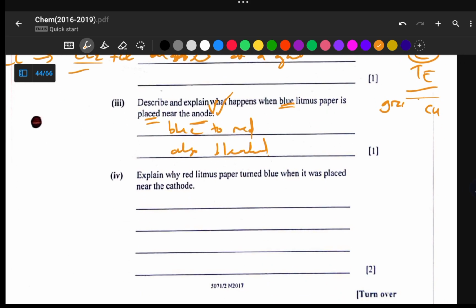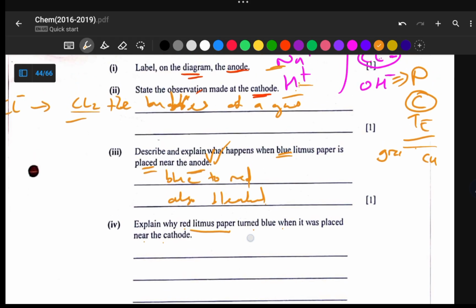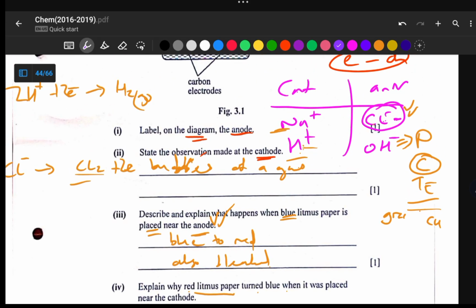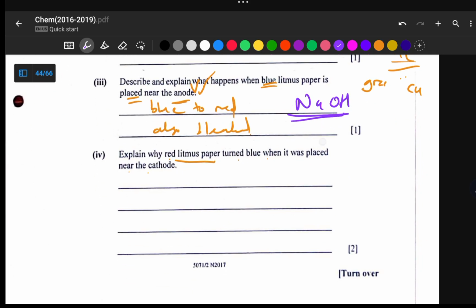And then explain why red litmus paper turns blue when it is placed near the cathode. So near the cathode, we are discharging this, right, and then this, right? So in the solution, we are going to be left with these two, sodium ion and the hydroxide ion. So these two can combine to form sodium hydroxide, which is basic, right? So this will turn the red litmus paper blue, right?